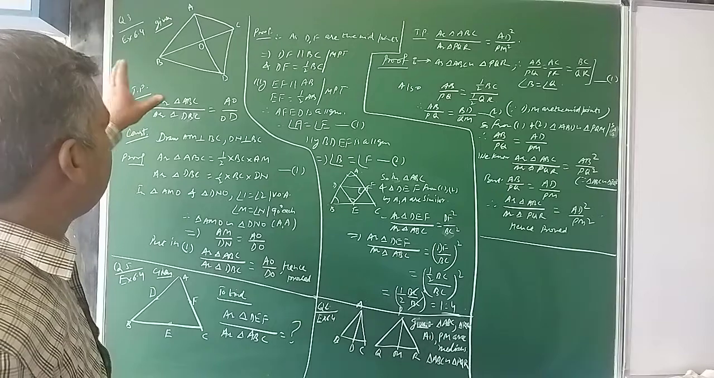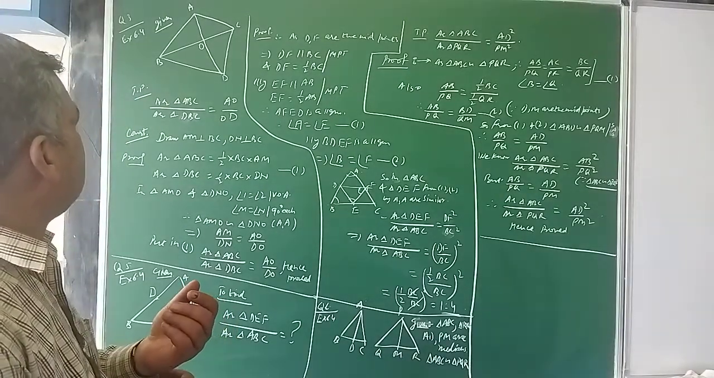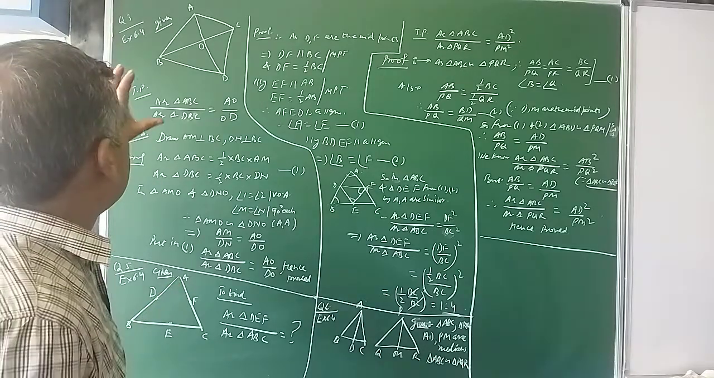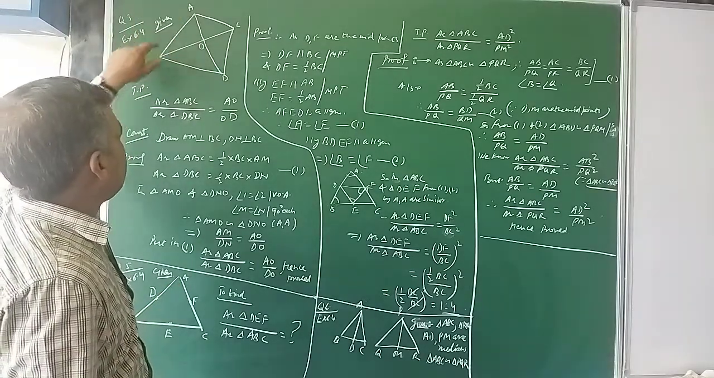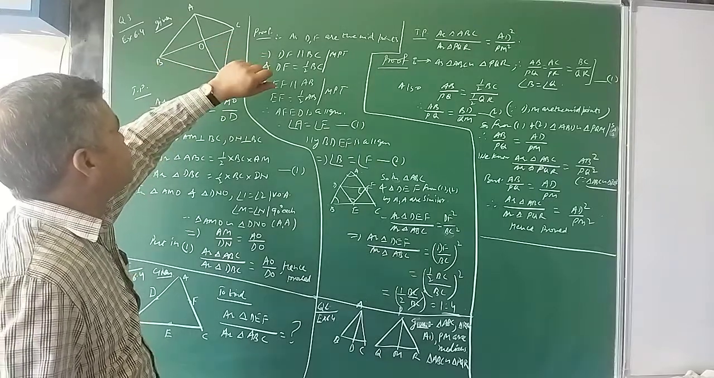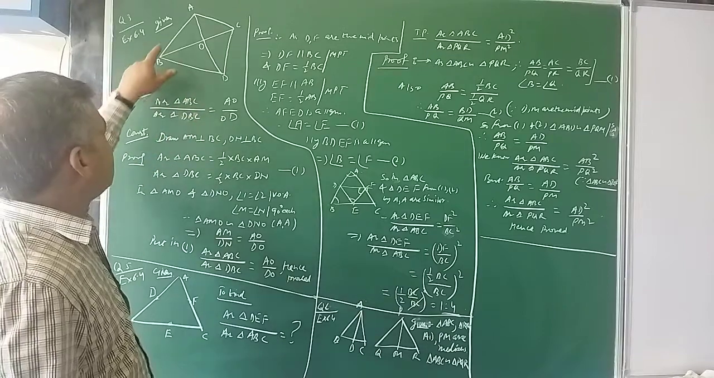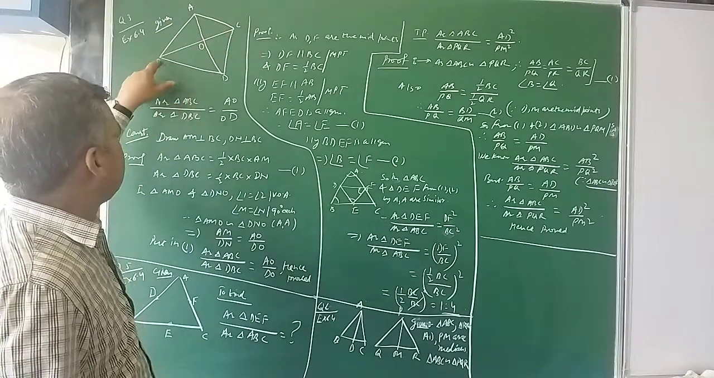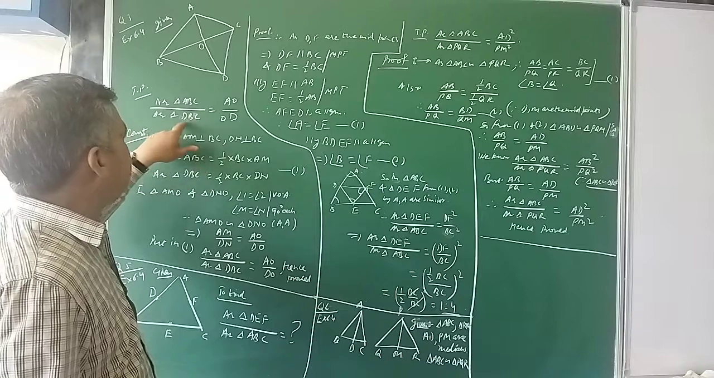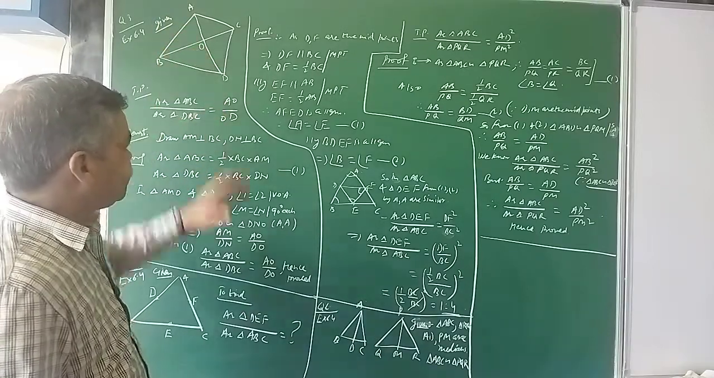Let us continue onwards. Question number 3 of exercise 6.4. In this question, it is given that there are two triangles ABC and BDC on the same base BC. So you need to prove that the area of triangle ABC to that of the area of triangle DBC is equal to AO upon OD.